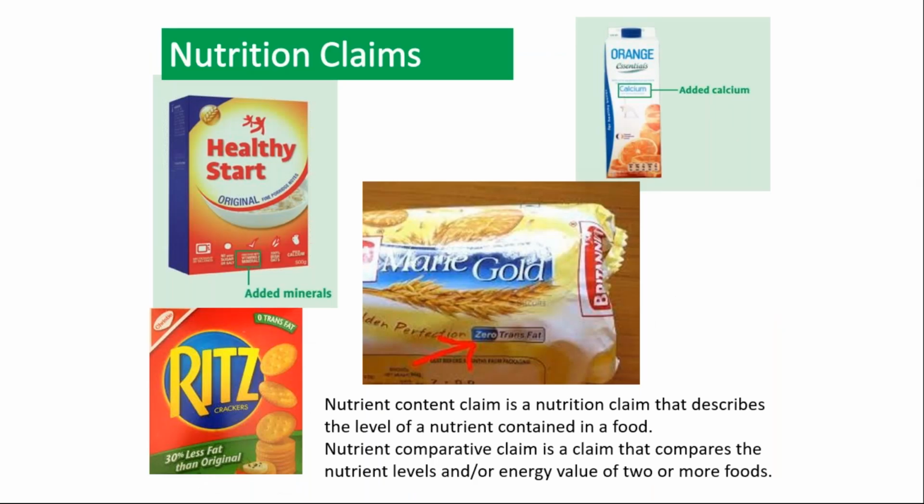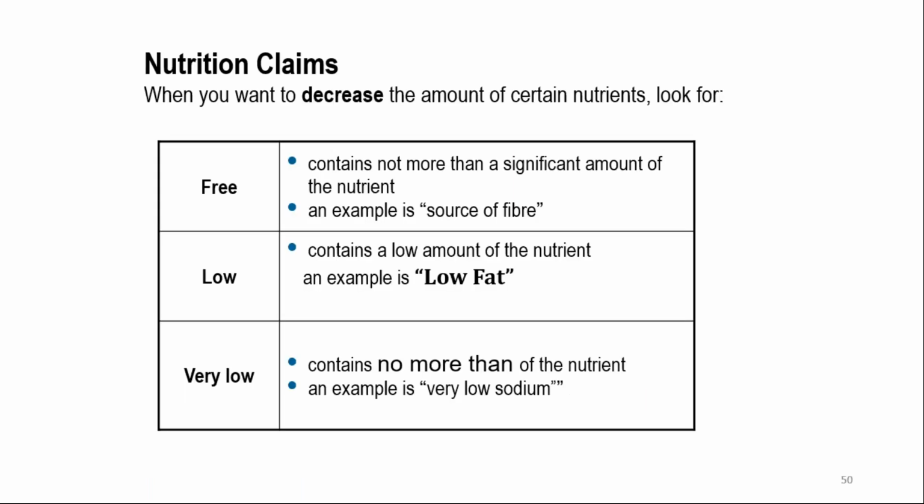But now we are making the regulation for when a food business operator can make a claim such as high, low, good source, etc. In nutrition claims, when you want to decrease the amount of certain nutrients, you should look for the words free, low, and very low. Free is like contains not more than a significant amount. Low means like low fat. Very low is it contains no more than, for example, very low sodium.